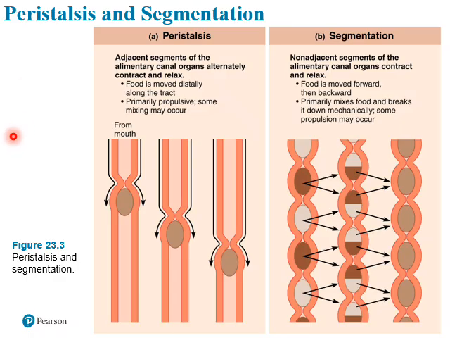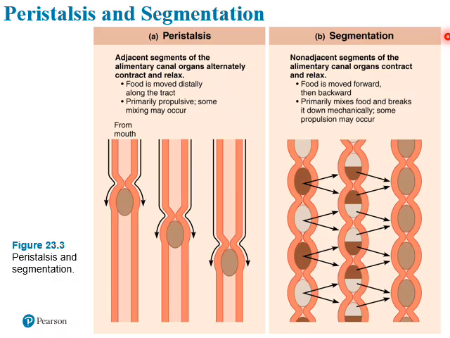These are peristalsis and segmentation, the movements that happen in the small intestine. Peristalsis is the movement in which adjacent segments of the alimentary tract organs alternately contract and relax. As they alternately contract and relax, the food is moved distally along the tract, primarily to propel it toward the distal end and also to do some more mixing.